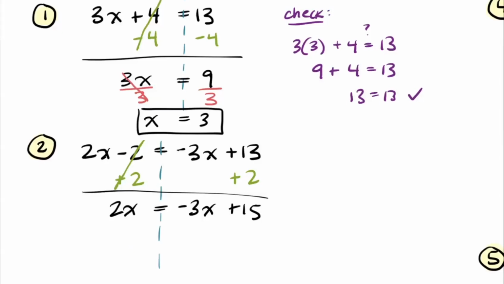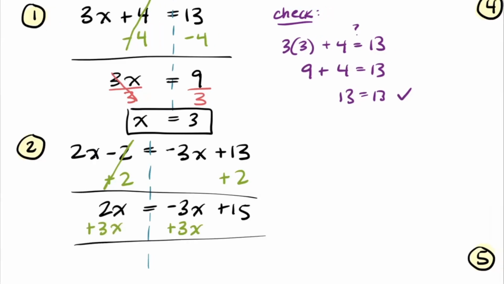And then we've got to get the x's together on the left side. So instead of -3x, I'm going to add 3x to both sides. And that's going to cancel out the 3x on the right side, and we'll be left with just 15. And then 2x plus 3x, these are like terms. So we've got 5x total.